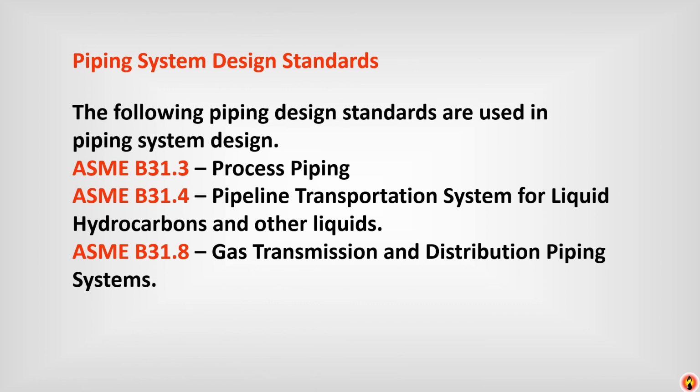Piping System Design Standards. The following piping design standards are used in piping system design: ASME B31.3, Process Piping; ASME B31.4, Pipeline Transportation Systems for Liquid Hydrocarbons and Other Liquids; ASME B31.8, Gas Transmission and Distribution Piping Systems.